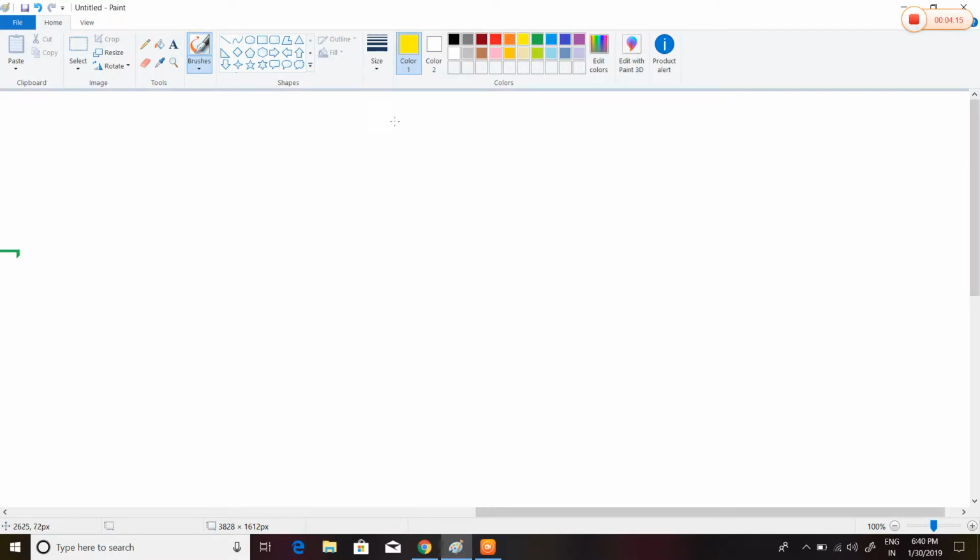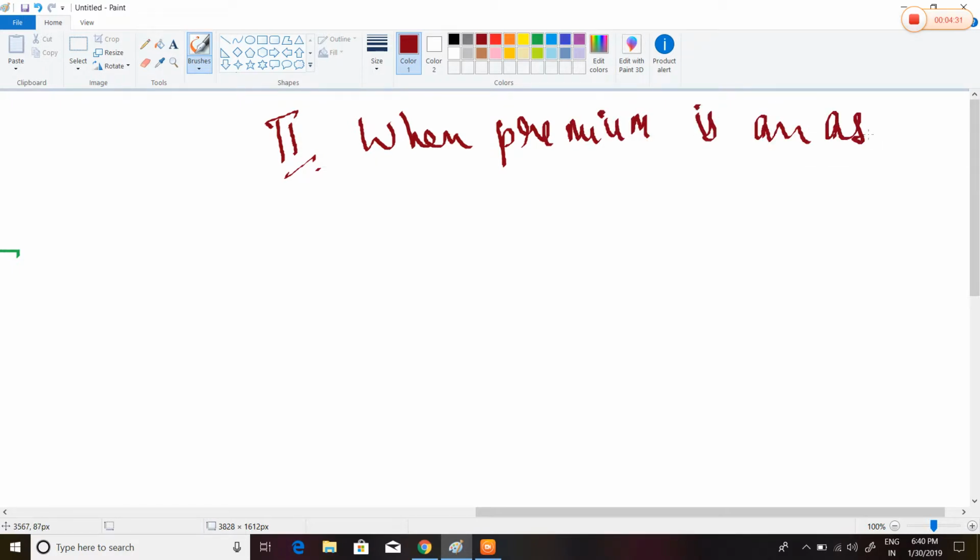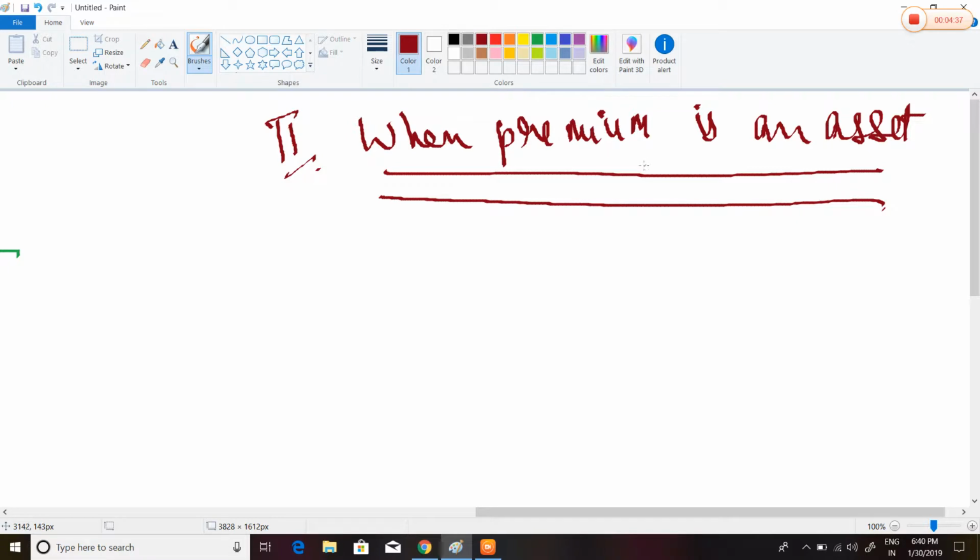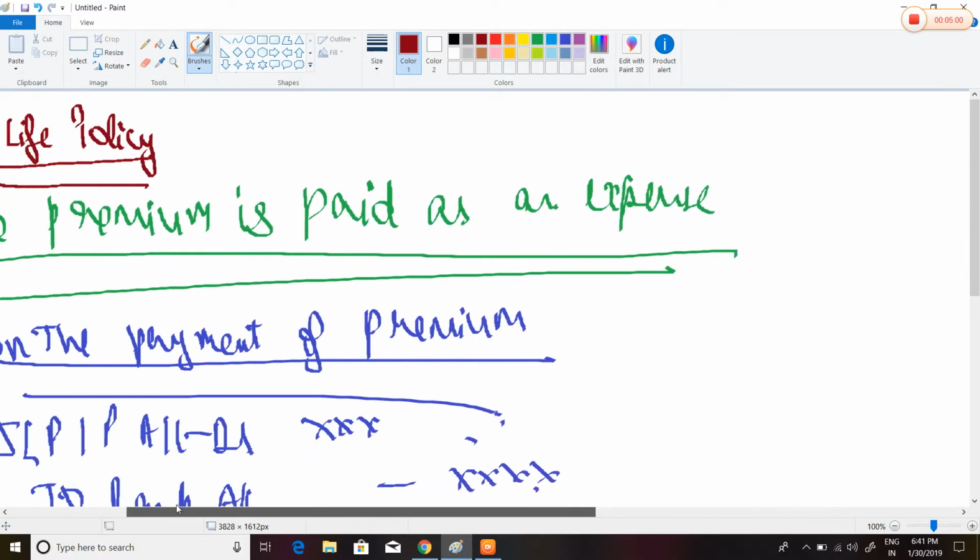Okay, second case, when the premium is paid as an asset. In that case, the insurance premium paid is first debited to life policy account and credited to bank account. Okay, the first two entries are the same.